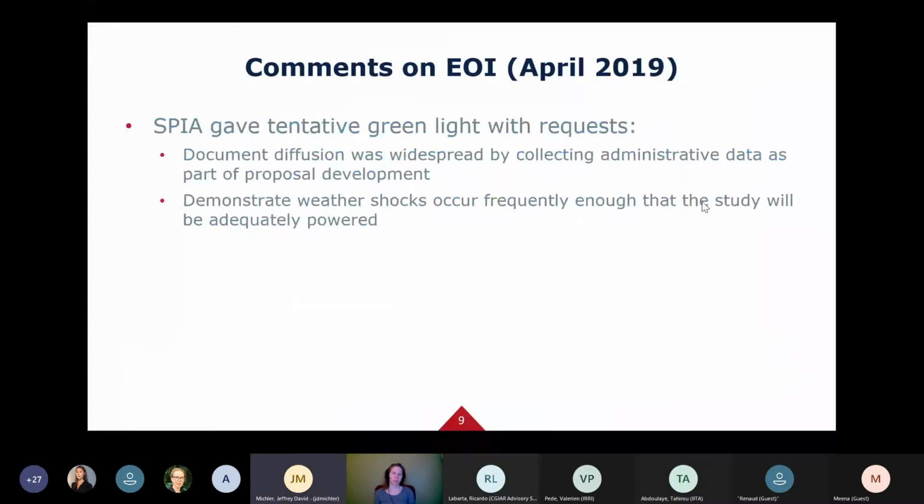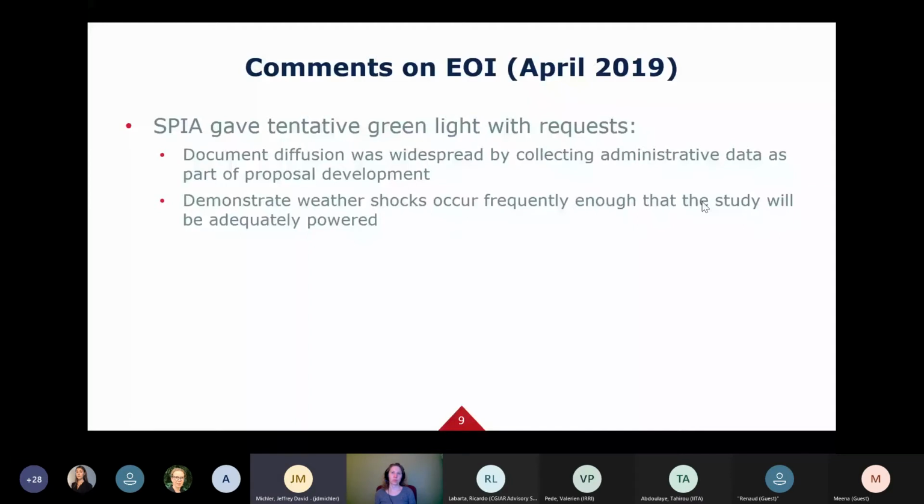So SPIA got back to us in April. They gave us a tentative green light to submit a full proposal. Two things they asked for. They wanted us to document that diffusion was widespread prior to the acceptance or funding of the project. So we need to go out and collect that administrative data to really demonstrate that dissemination was widespread ahead of funding of the project. They also wanted us to demonstrate that the weather shocks, the freezing, the flooding, the droughts occur frequently enough. The worry was that maybe there's only one flood in the last 10 years, and so there's just not enough shocks to actually pick up a signal.